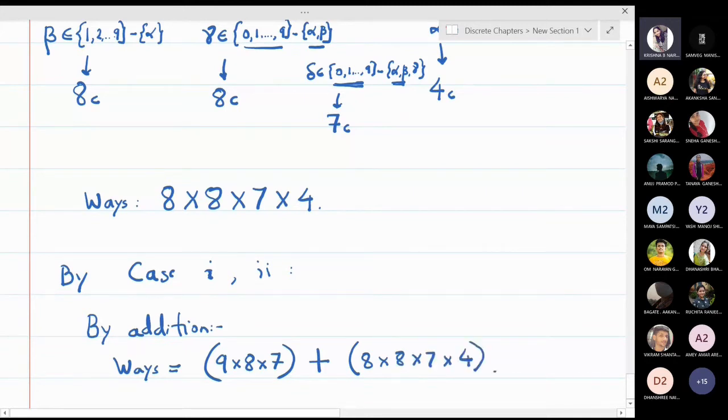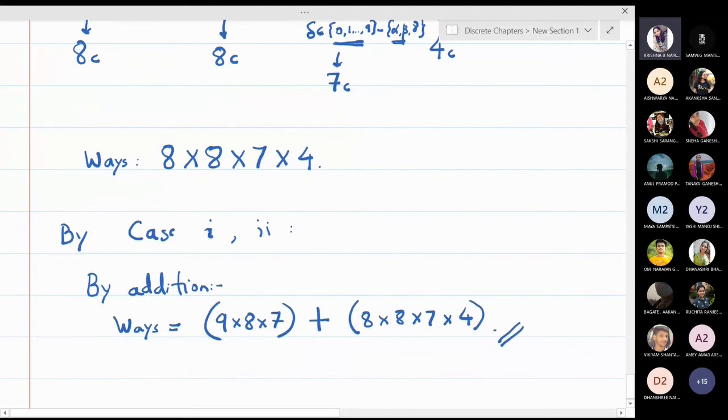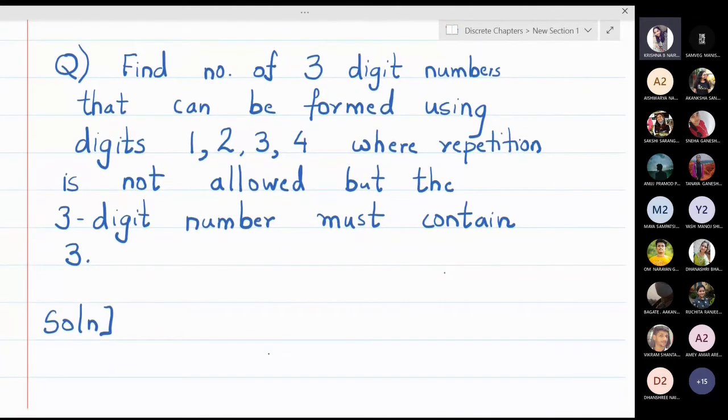Okay, so this will be the answer for this question. Okay, so the next question is, find the number of 3-digit numbers that can be formed using the digits 1, 2, 3, 4, where repetition is not allowed, but the 3-digit number must contain a 3.